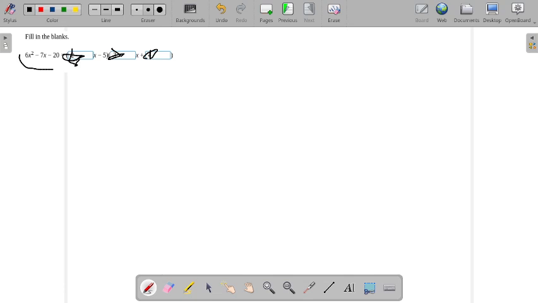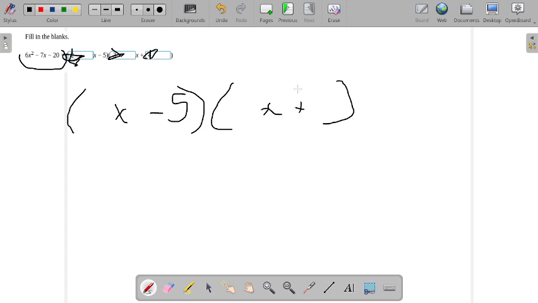There's nothing common between any of these, so you don't need to factor out the common factor first. You immediately just use the product of two binomials. So that is the worst parenthesis. I am a terrible mouse drawer, please forgive me. So it's something x minus 5 into something x plus something.